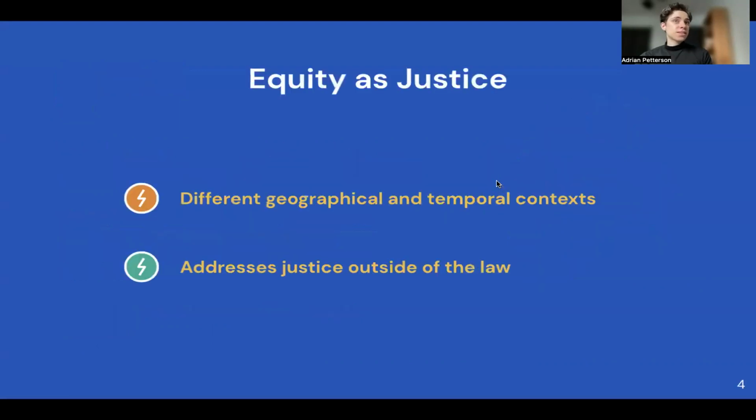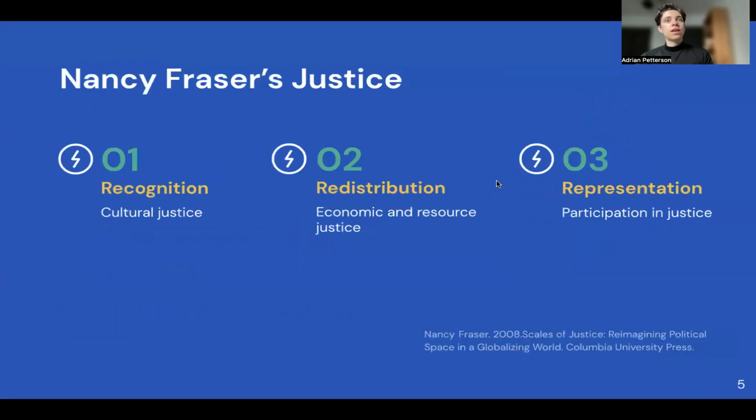Equity as a concept itself is highly complex and has evolved throughout different geographical and temporal contexts. Equity has historically served as a way to think about justice outside of legal institutions to address justice in changing and dependent contexts. As a result, we use Nancy Fraser's 3 dimensions of justice to shape our idea of design equity. The first dimension is recognition, addressing cultural injustices and uplifting difference.